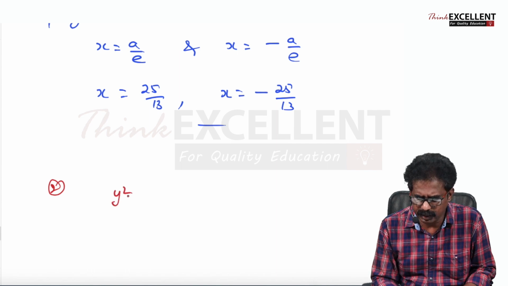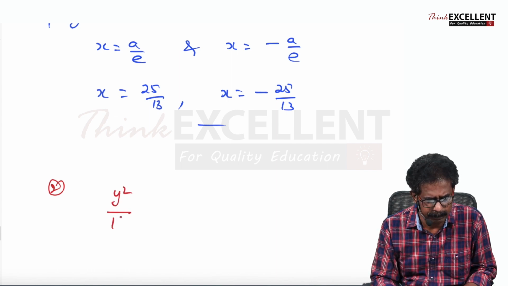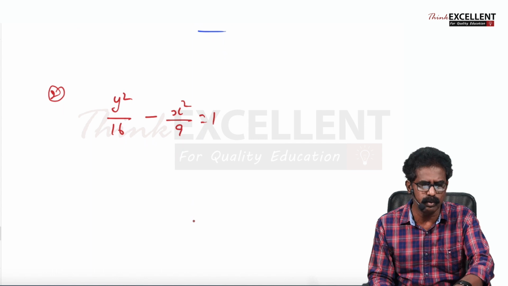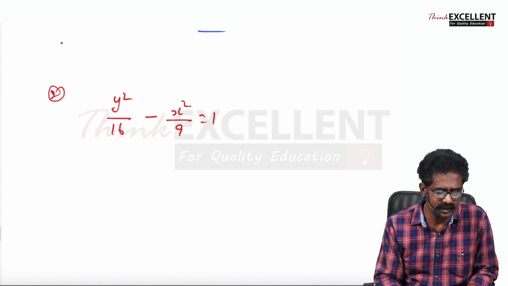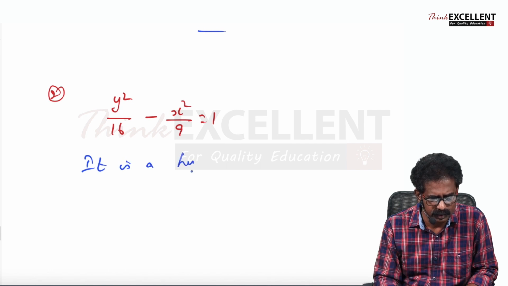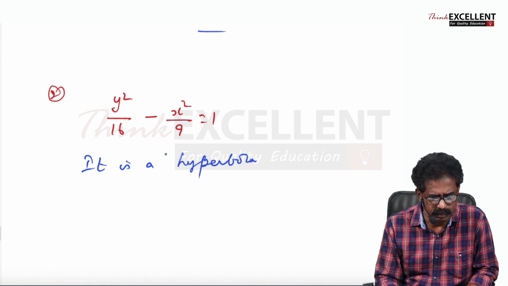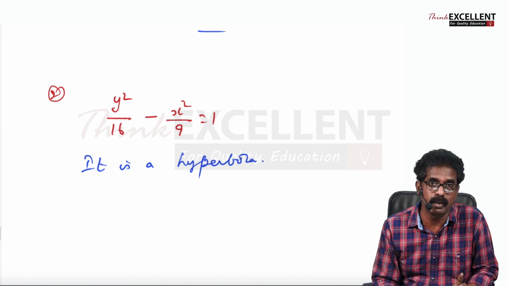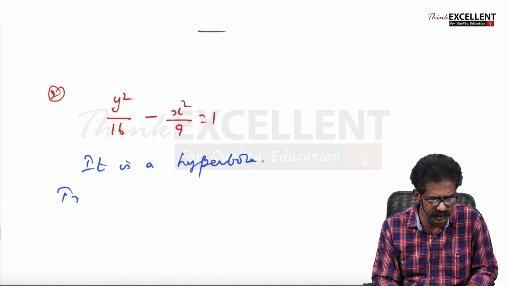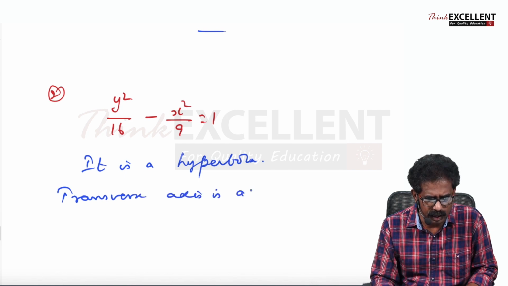y square by 16 minus x square by 9 equal to 1. So this represents hyperbola. Yes, it is a hyperbola because minus is there. Which type? Starting with y square, right? So transverse axis is along y-axis.